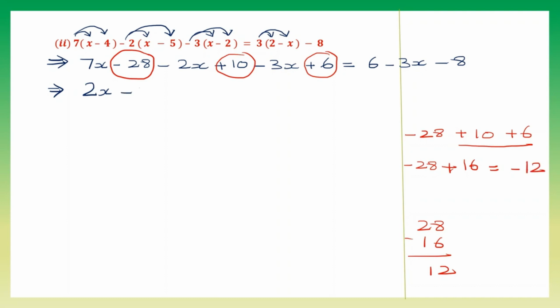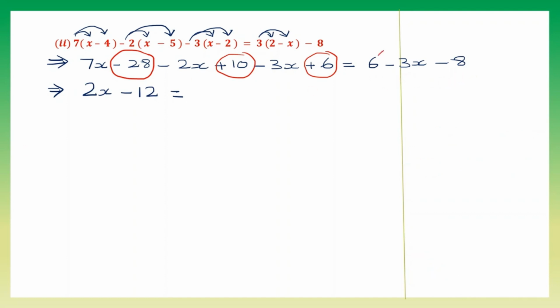So let's write that 2x minus 12 is equal to. Now we are looking at the right hand side, and we're going to work that out. So on the right hand side, let's look at the whole numbers. I have 6 minus 8. So signs are different. Here it is plus and there it is minus. When signs are different, we put the sign of the bigger number. So here the bigger number is minus, and 8 minus 6 is 2. So we have minus 2, and here we have minus 3x. So minus 3x minus 2.